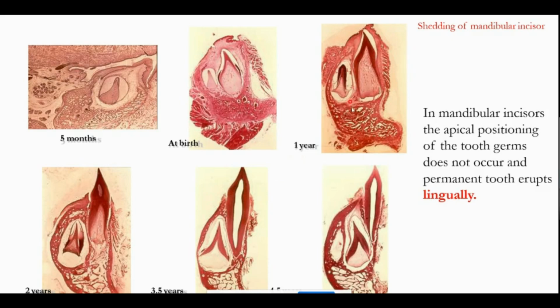Okay, so these are all like different phases. How it was at the same level, then it lies at the apical third of the roots of the primary teeth, and then it causes the resorption and eventually erupts into the oral cavity.